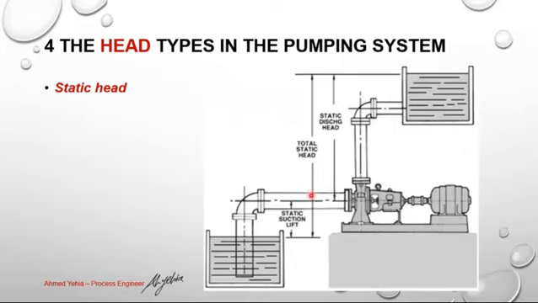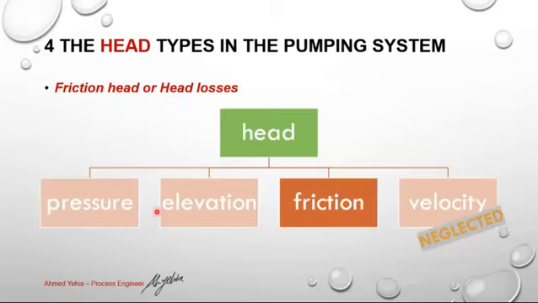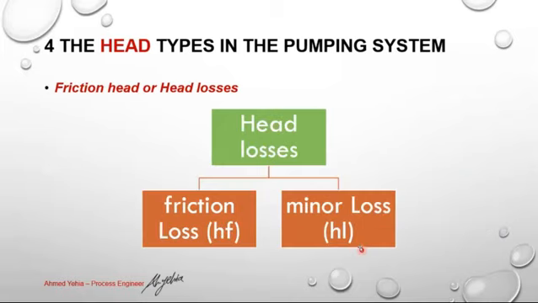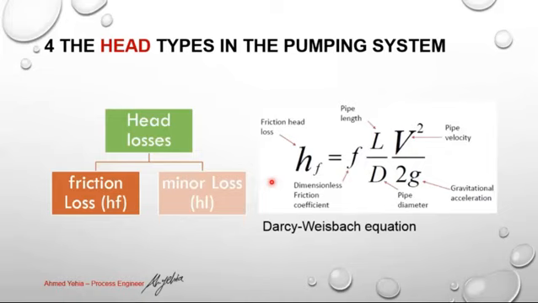And also in this case, the total head is the summation of the static head and the friction head. The friction head or friction loss depends on the pipe size and type, the fitting number and type, the flow rate, and the liquid properties. The head loss is the summation of two loss types, the major loss, which describes the friction loss. We can calculate it through the Darcy equation.